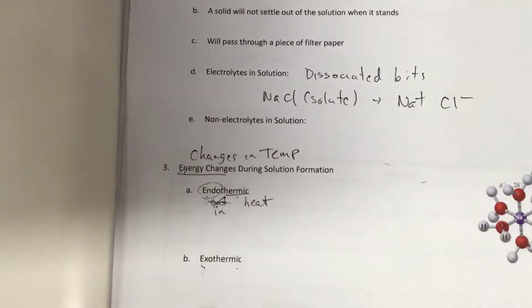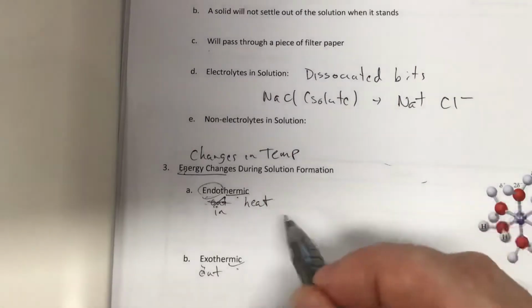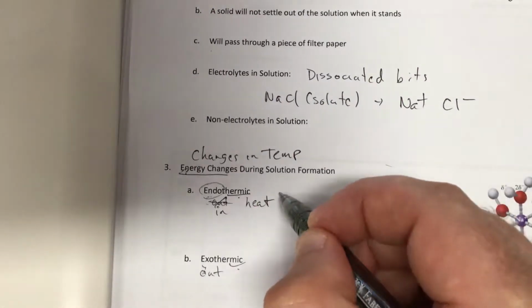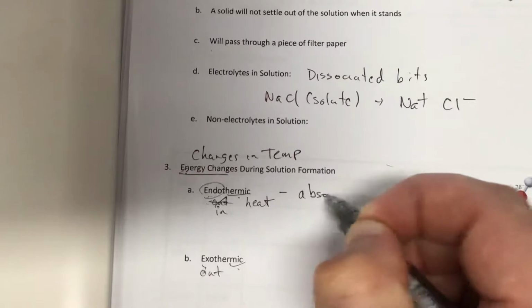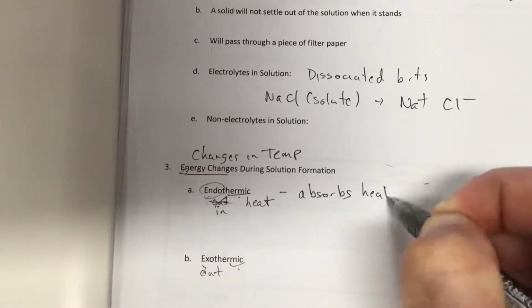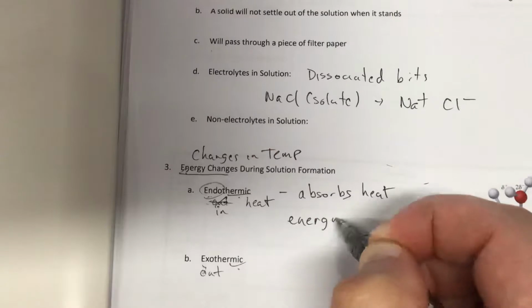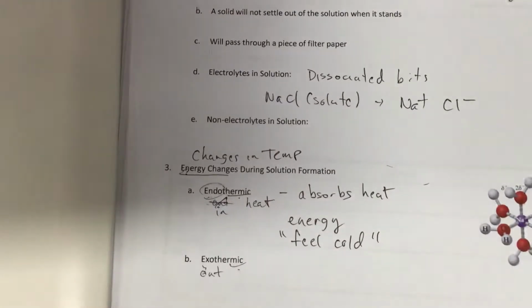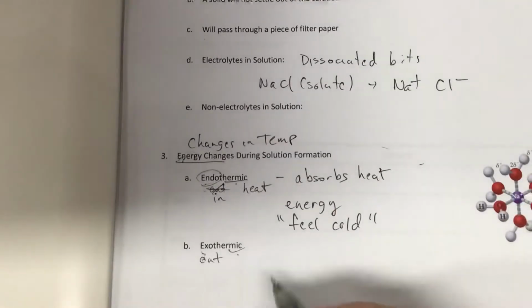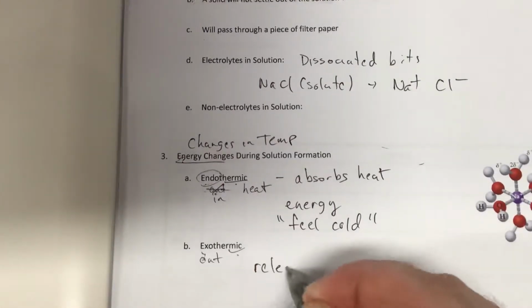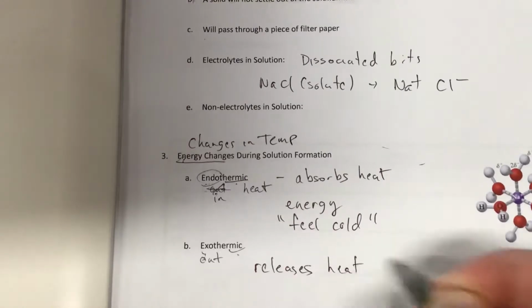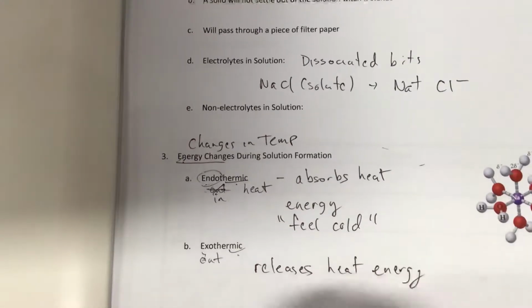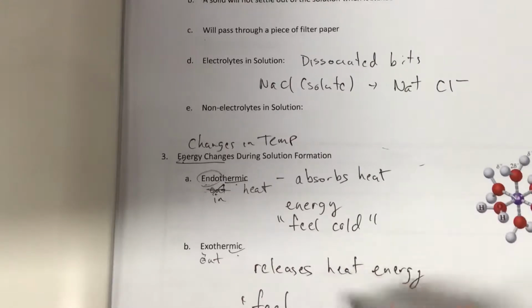Endo means kind of in, exo means out, exit, that kind of thing. So an endothermic reaction absorbs heat energy or thermal energy, and it would feel cold. An exothermic one releases heat energy, and if you were to touch it, it would feel hot.